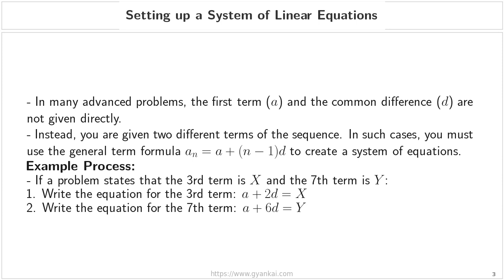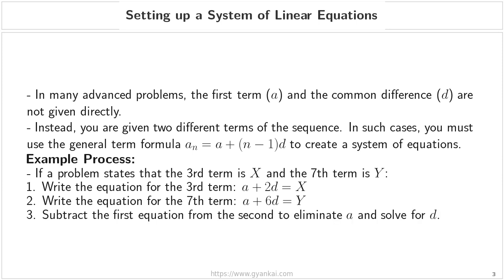Here, n is 7, so n minus 1 is 6, giving you a plus 6d equals y. Now you have two equations with the same two unknowns. To solve this, you should subtract the first equation from the second equation. This is a great trick because the terms will cancel each other out, leaving you with just d to solve for.